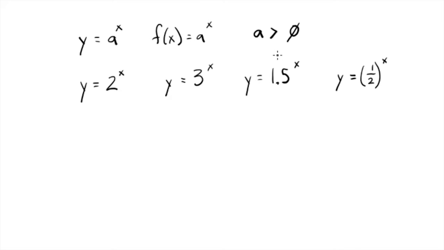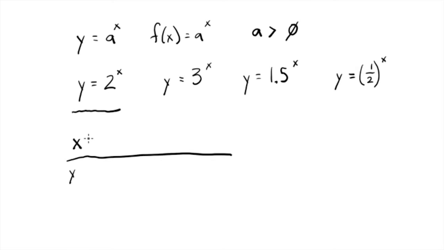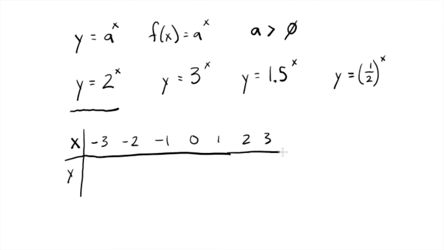Okay, so first of all, we're going to start with what happens when we have y equals 2 to the x power. So we first draw a chart to compare these values. And we are going to be using -3, -2, -1, 0, 1, 2, 3 to give us a pretty good idea of what is going to happen.